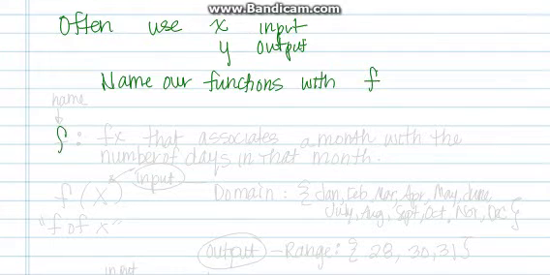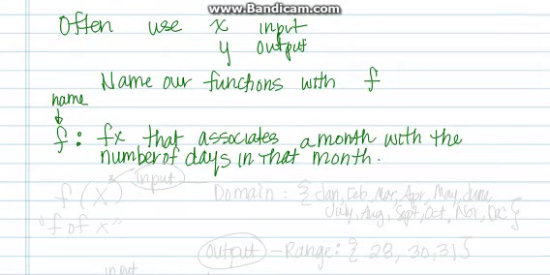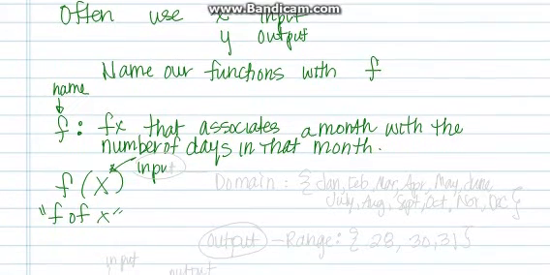So let's look at this function f. So this is our name. And I'm going to describe what it does. It's a function that associates a month with a number of days in that month. So we could even write this f of x, that's what this means here, and just telling you what you're going to be putting in.